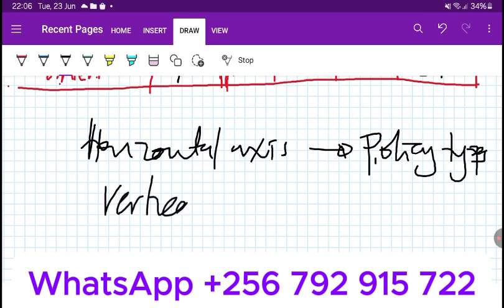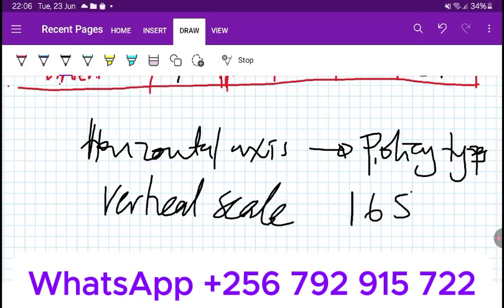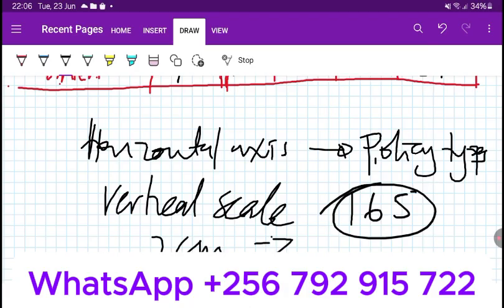So you get now the scale. You get the vertical scale. When you look at these values, you see that the highest is 165. So if it is 165, maybe we can say 2 centimeters can represent maybe 20, because it's just 20 or 30.